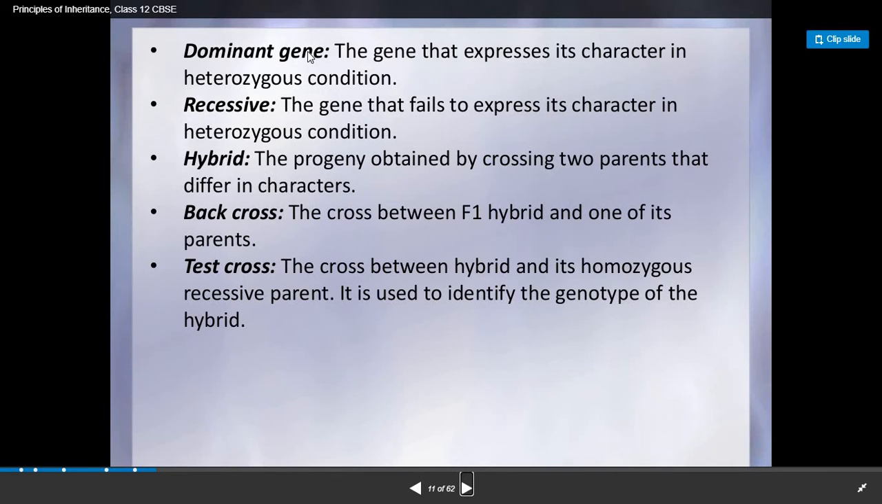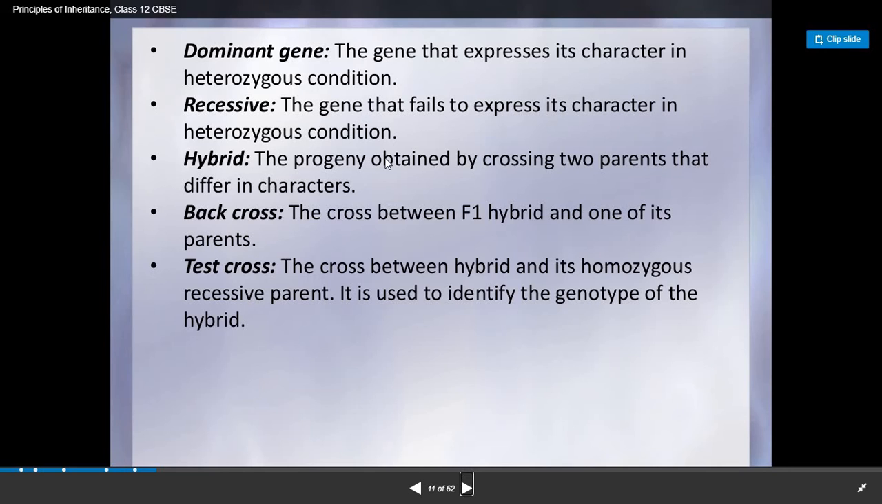Now next, that is the dominant gene. The gene that expresses its character in heterozygous condition is known as dominant, or in other terms you can say that the genes that are expressed more are known as dominant genes. And recessive, the genes that fail to express their character in heterozygous condition, is known as recessive.